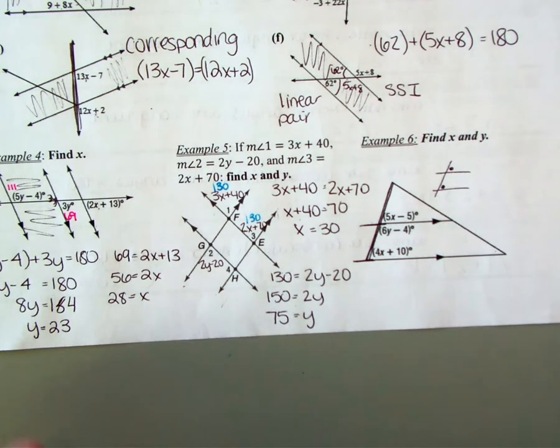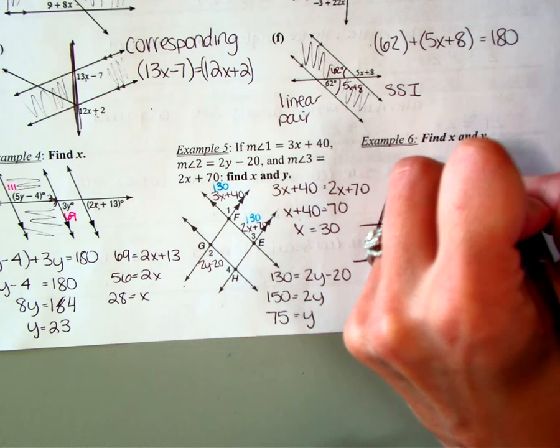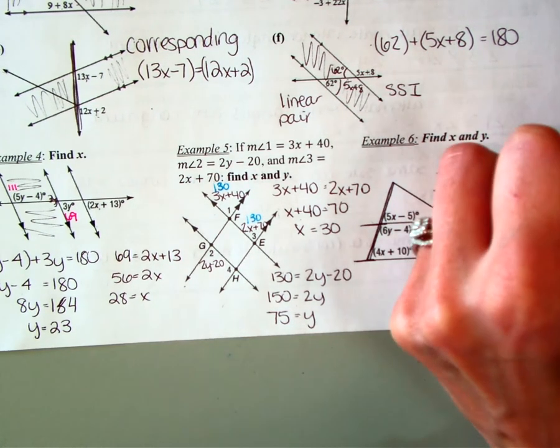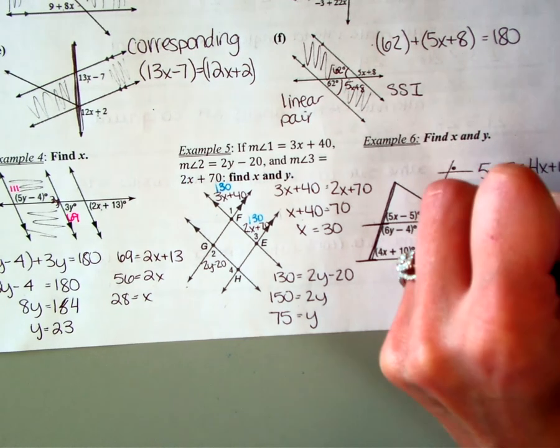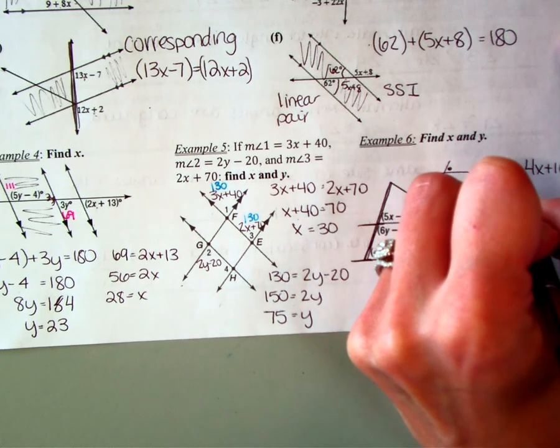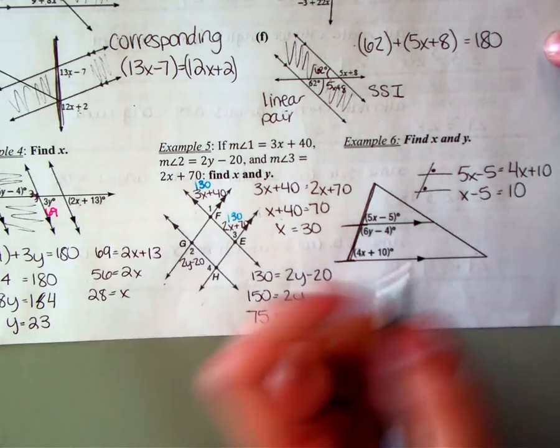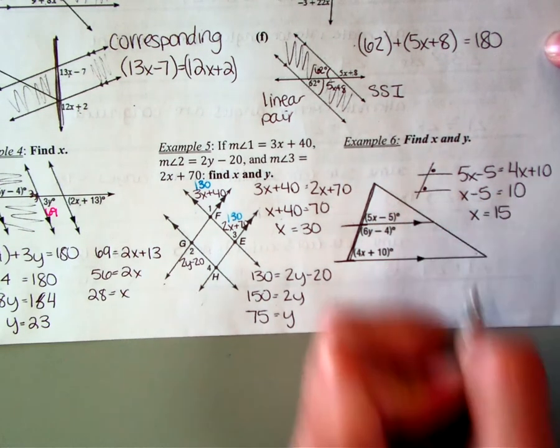So they're both to the right of the transversal. They're both above the parallel lines. So they're in the same spot. So we've got some corresponding angles. Corresponding angles are congruent. So we'll have 5x minus 5 equal to 4x plus 10. And we'll solve for x. So we'll subtract 4x from both sides, add 5, and we find that x is 15.